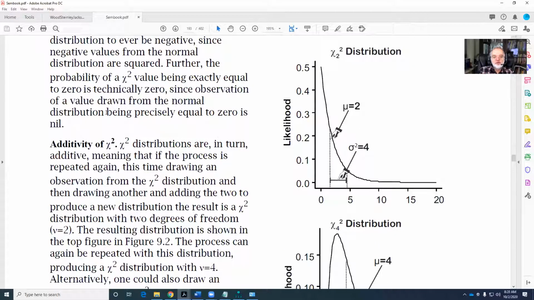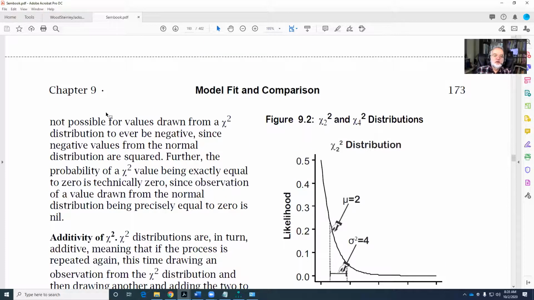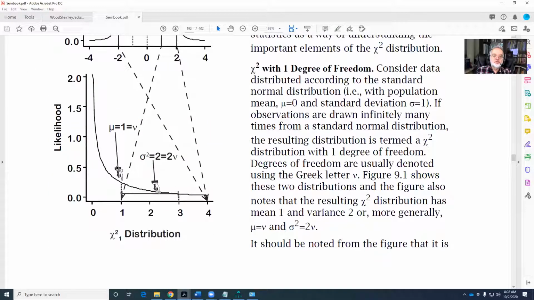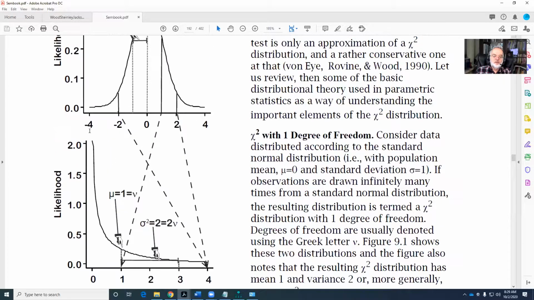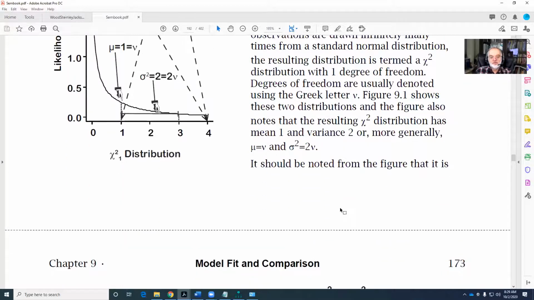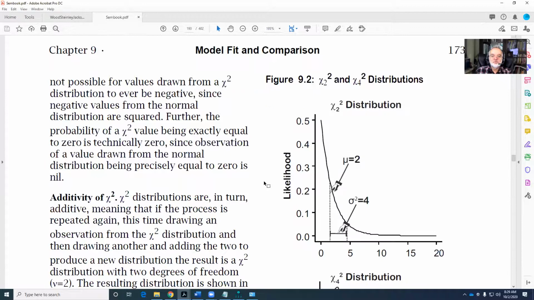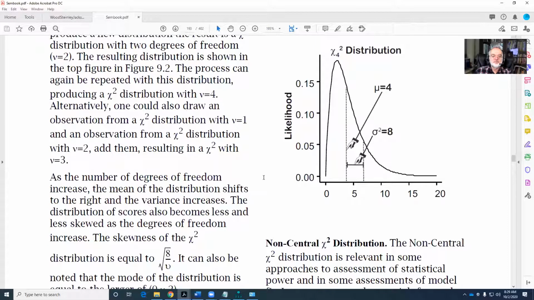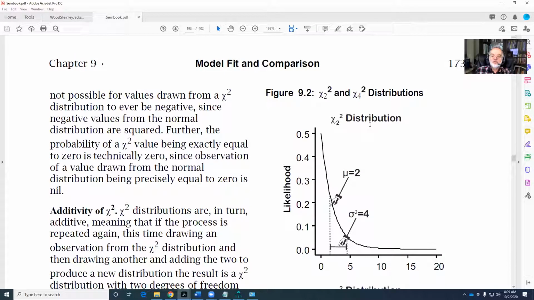One of the cool things about the chi-square distribution is that it is what we call additive. That is, I can repeat the process over here. I can take a normal distribution and make a chi-square distribution. And I can make another one and have another chi-square with 1 degree of freedom. I can take an observation from here and add it to an observation of the second distribution, and the result will be a chi-square with 2 degrees of freedom, as shown here.